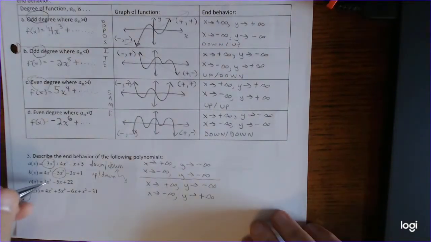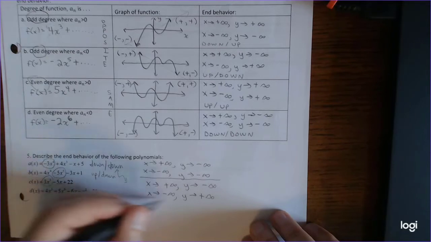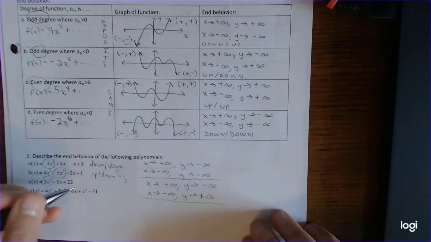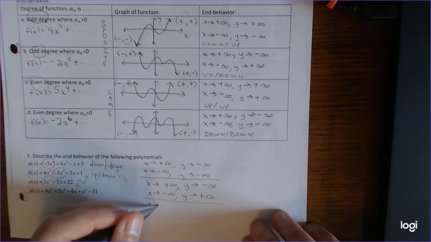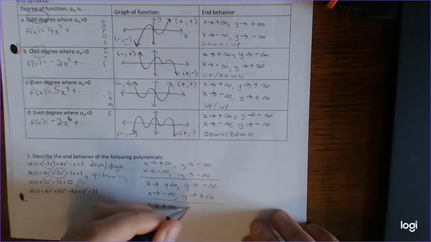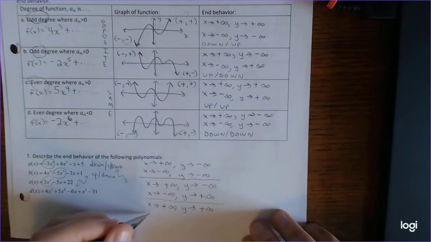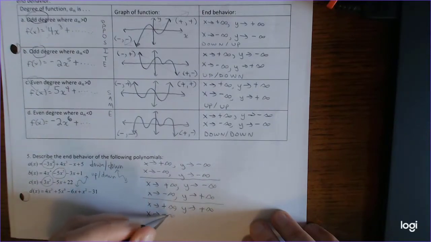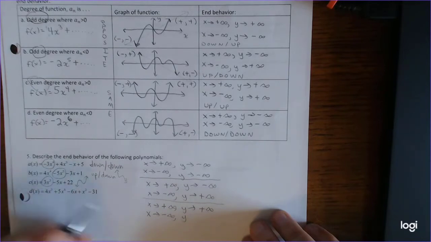Alright, C, the leading term is 3x cubed. So that looks like this, down, up. So that means as x goes to the right, y goes up towards positive infinity. As x goes to the left, x goes to negative infinity, y goes down to negative infinity.